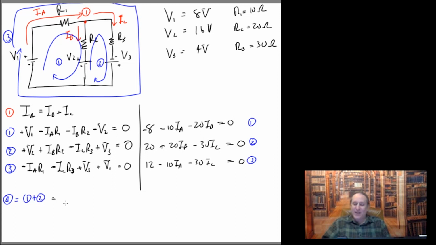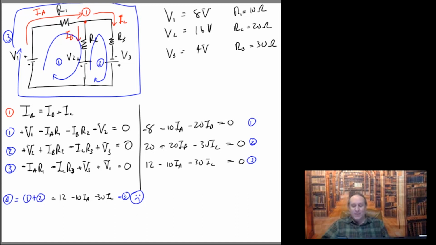If I add equations 1 and 2, what am I going to get? When I add them, the negative 8 plus the 20 gives me a 12, and the IBs cancel, and then we have minus 10 IA minus 30 IC. And look what happens. This is equal to equation 3. That's no good, because those equations are not linearly independent. That's what I meant to say.